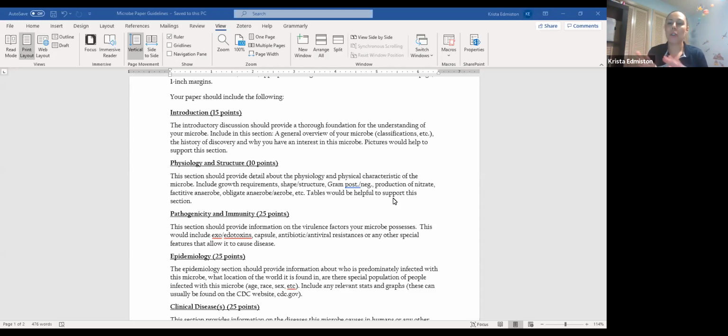So if you have a bacteria, again, it'll be a little bit different than if you have a virus. Obviously, the growth requirements of a virus, because it's an intracellular pathogen, are not going to be the same as if you had a bacterial pathogen. So keep that in mind.